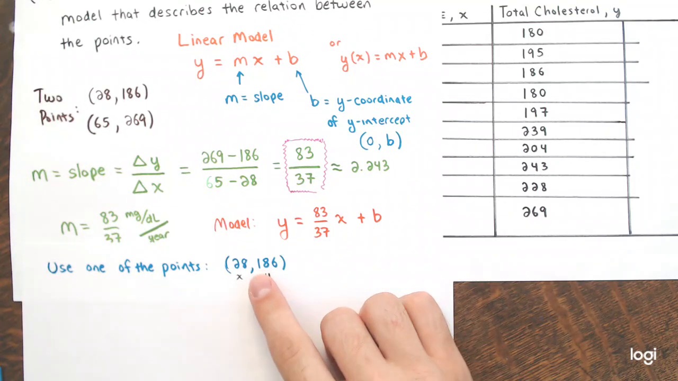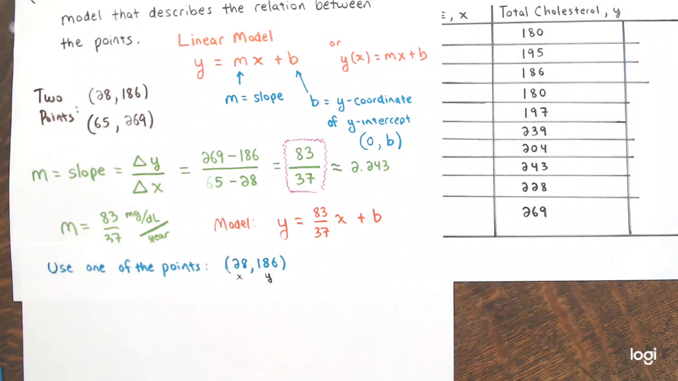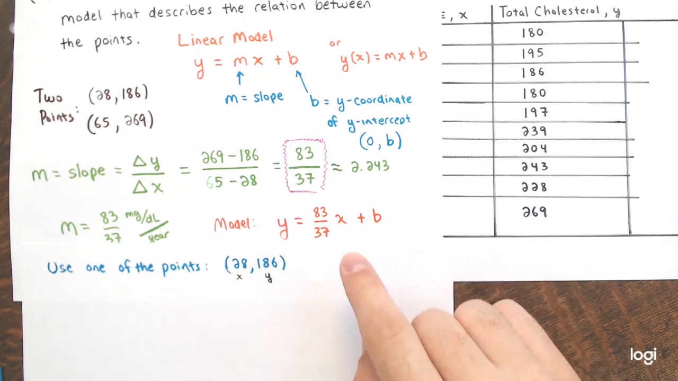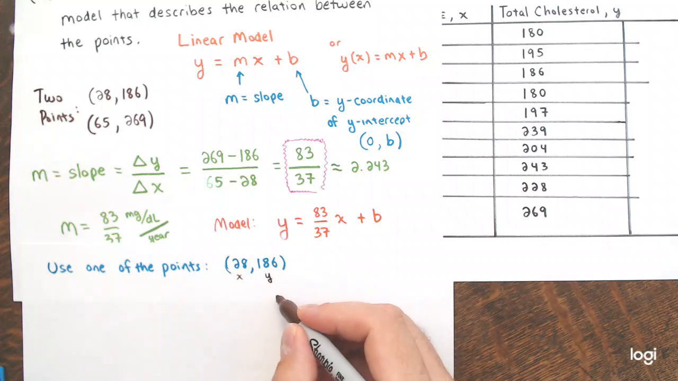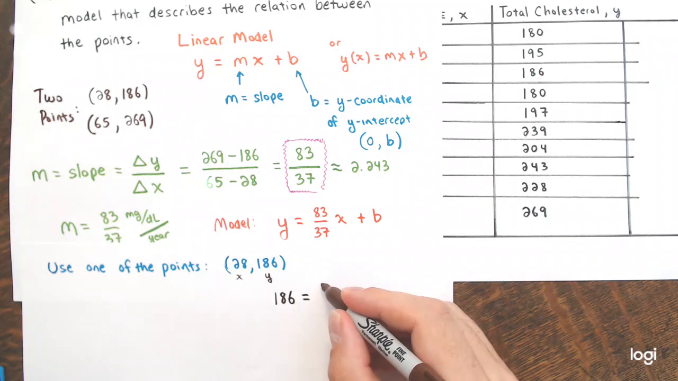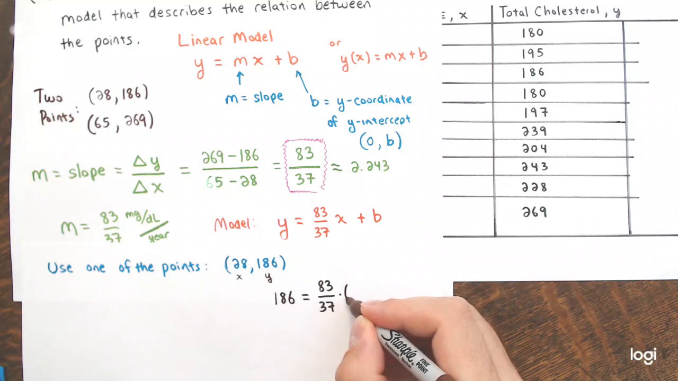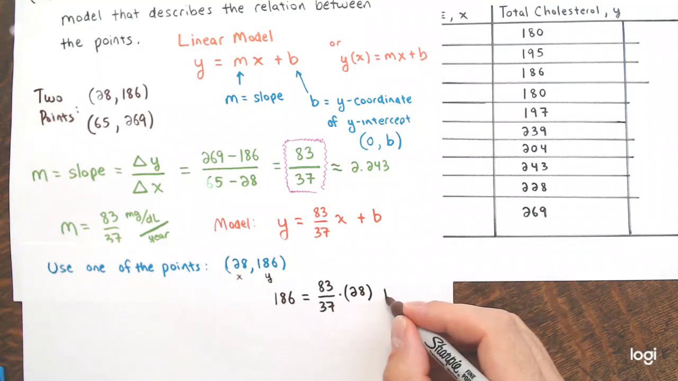That means that this point is a solution of our equation. This should satisfy the equation we're trying to write. So when I replace x with 28 and y with 186, this should be a true statement, this model I'm drawing. So I do that. I replace x with 28 and y with 186. So the left side becomes 186 equals, and the right side is 83/37 times 28, and then plus b.